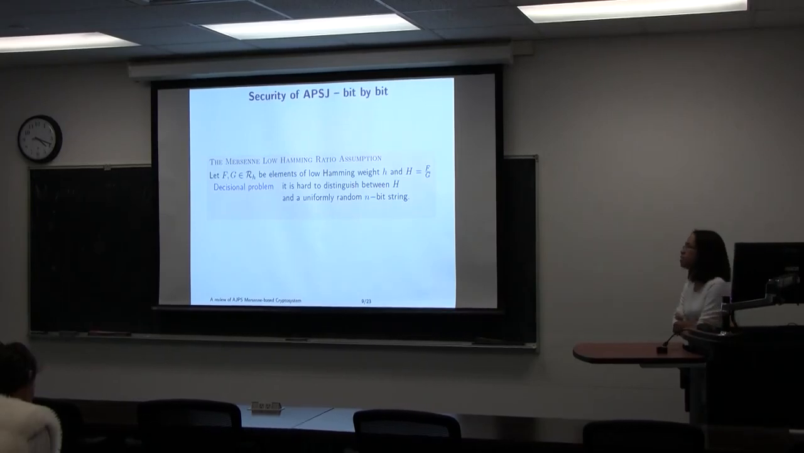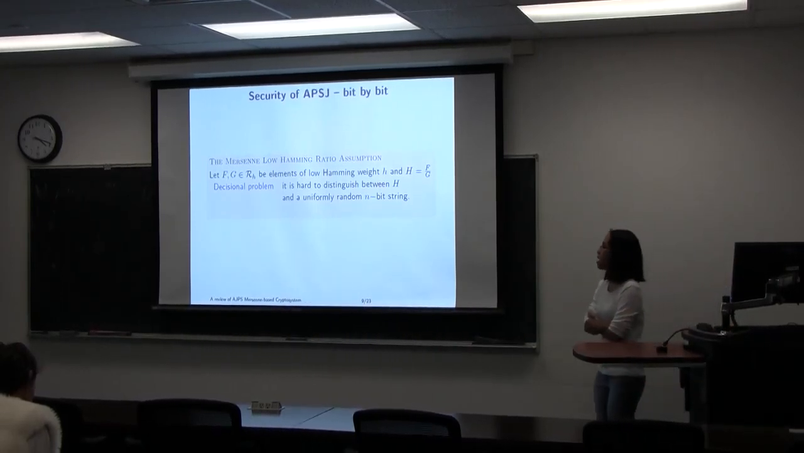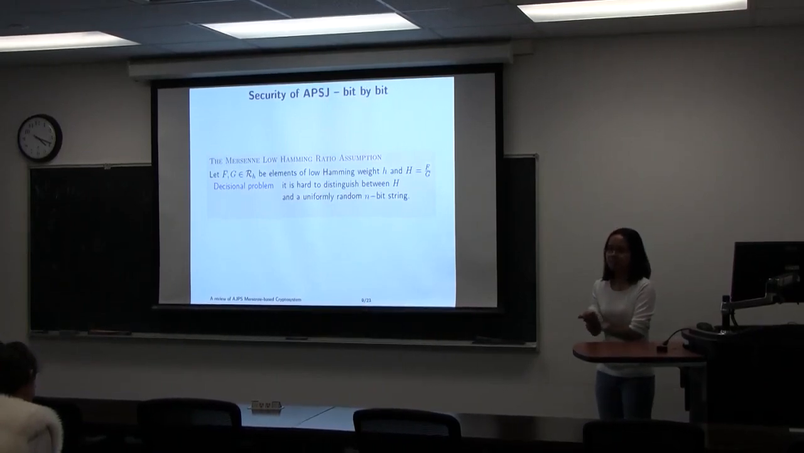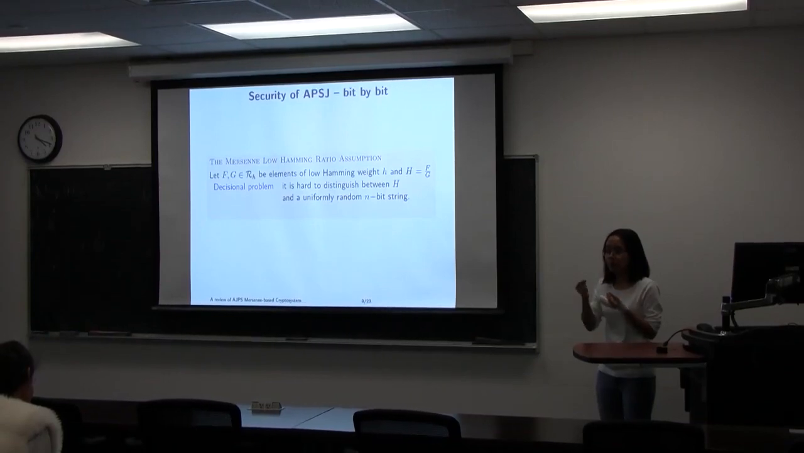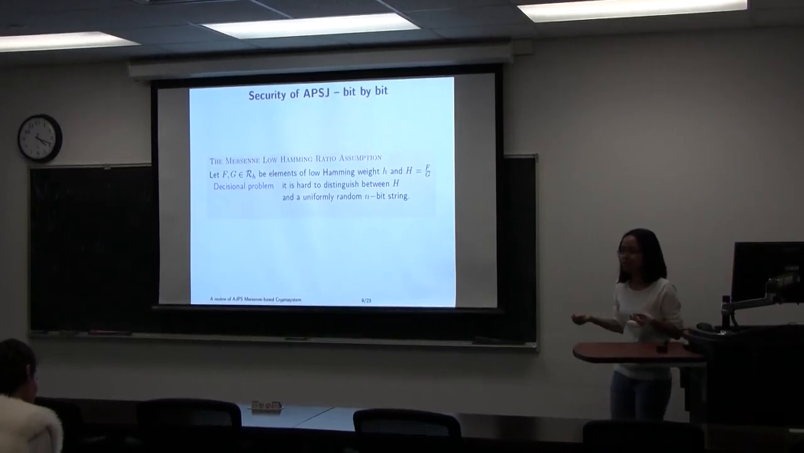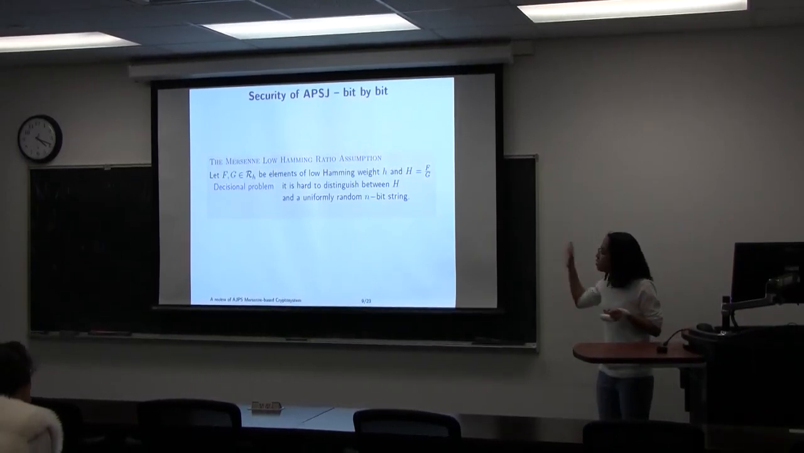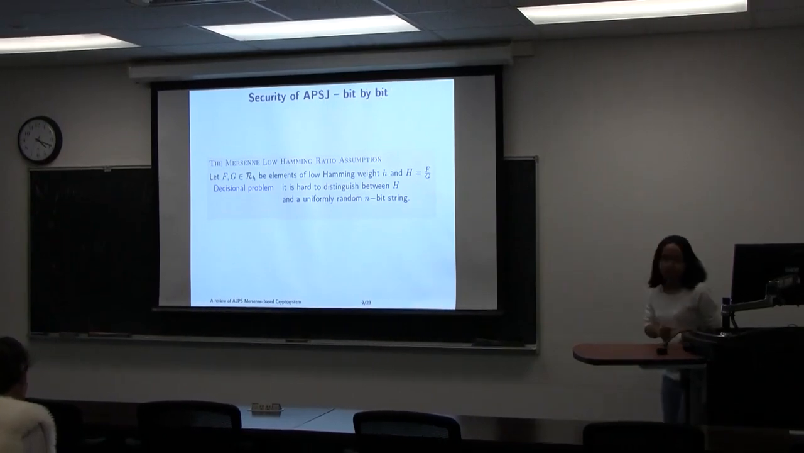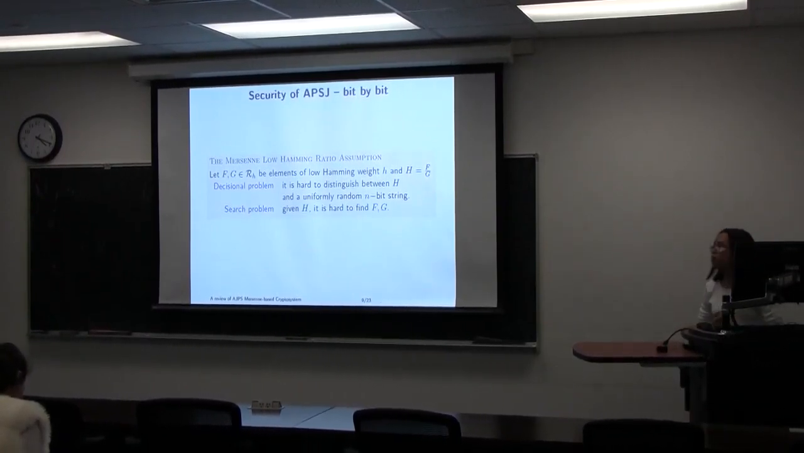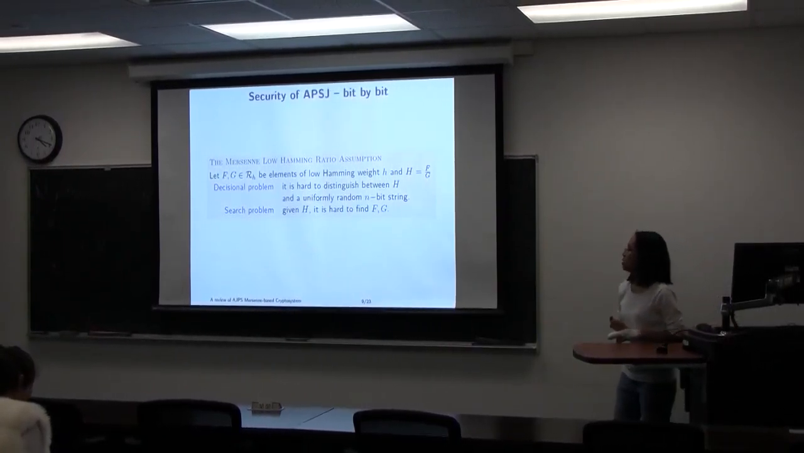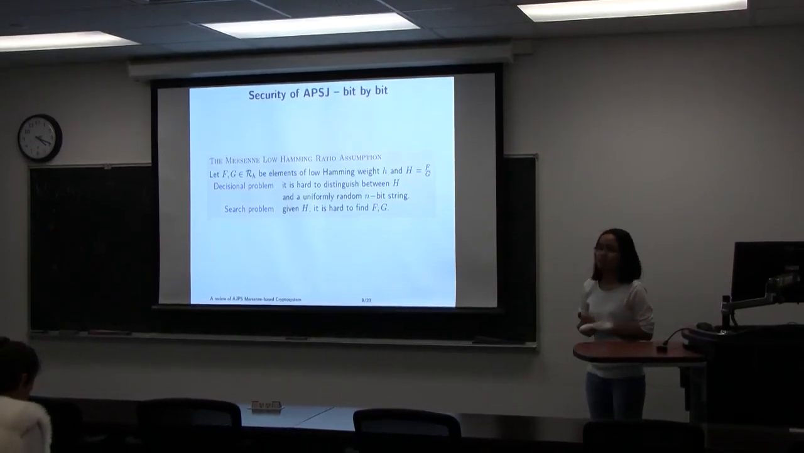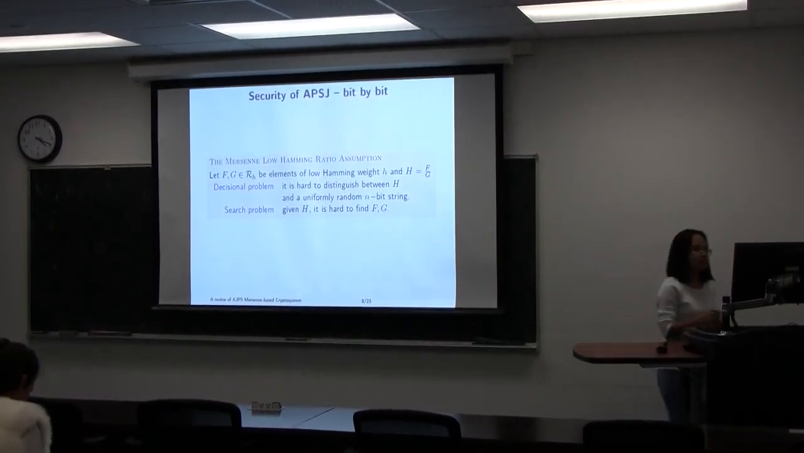The decisional problem is, first, suppose that we have H. And we have another random variable that is also encoded as n bits. So can we distinguish between H and some random variable? The second problem is, suppose that we have H. How can we find F and G?